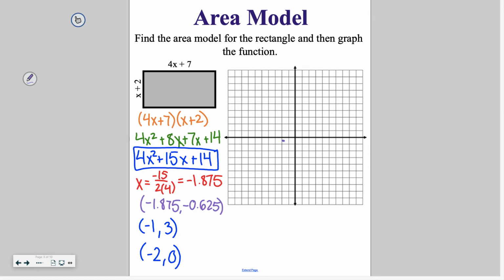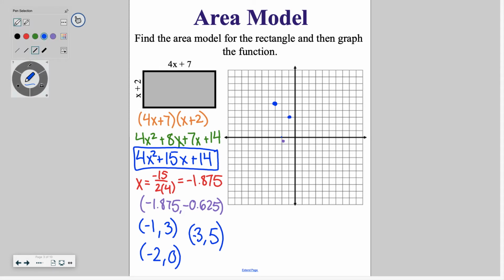So right now I have points where my vertex is at negative 1.875, 0.625, so somewhere probably right in there. And then I've got a point at negative 1 and positive 3, and then a point at negative 2, 0. Now that's going to be a little bit difficult to see, so I'm going to go ahead and plug in negative 3 as my next point over to give me a better impression of where that graph might be. And when I plug in a negative 3, I'm going to end up with a positive 5. So negative 3, positive 1, 2, 3, 4, 5. So I'm going to get a better impression then of where my graph actually goes.